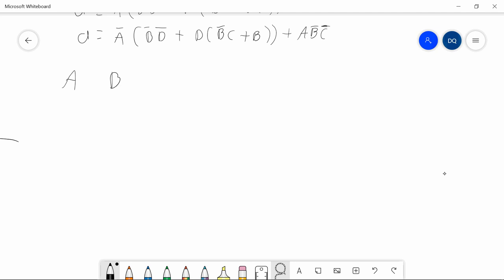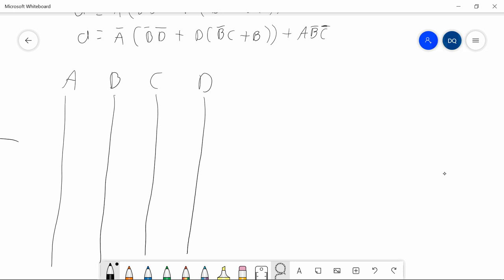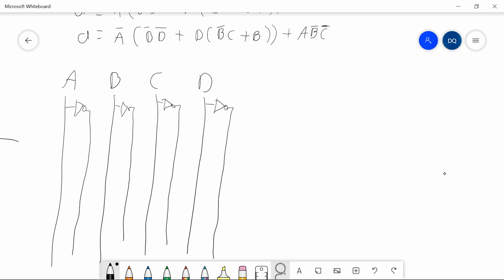We've got switches A, B, C, and D. So I'm going to make a line, a wire for each of those, A, B, C, and D. And then because I'm often going to need it, I'll put a NOT gate here. So that makes this line not A, this line not B, this line not C, and this line is not D. I can label them here, I guess. Not A, not B, not C, not D. All right. Now, segment A.